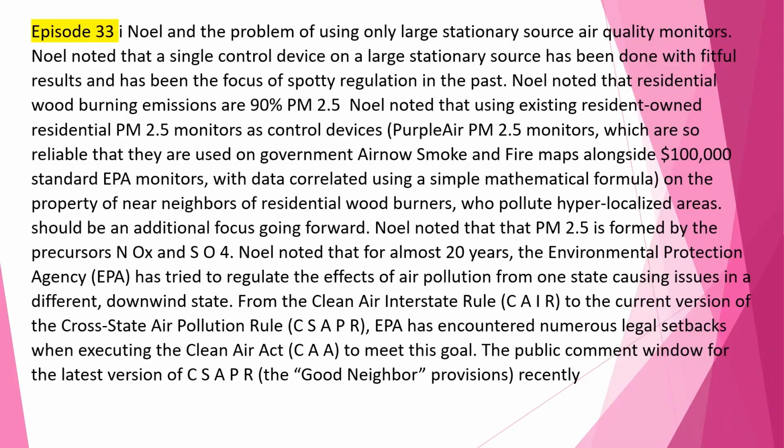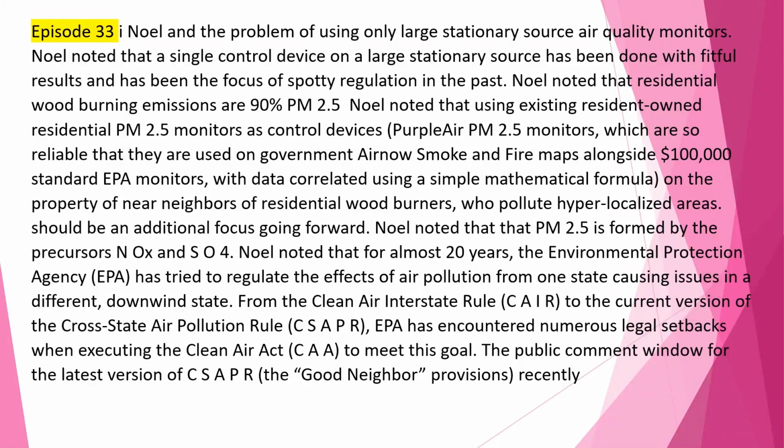Noel noted that using existing resident-owned residential PM2.5 monitors as control devices, Purple Air PM2.5 monitors, which are so reliable that they are used on government AirNow smoke and fire maps alongside $100,000 standard EPA monitors, with data correlated using a simple mathematical formula, on the property of near neighbors of residential wood burners, who pollute hyperlocalized areas, should be an additional focus going forward. Noel noted that PM2.5 is formed by the precursors NOx and SO4.